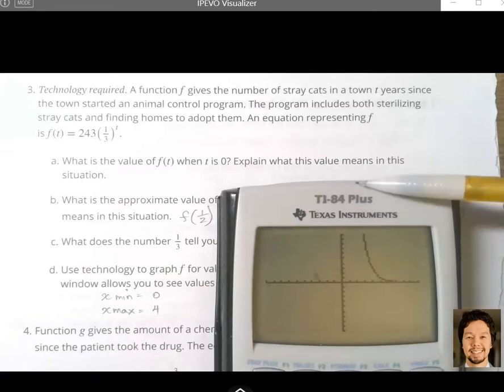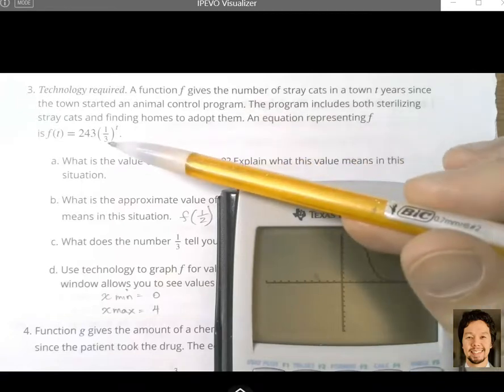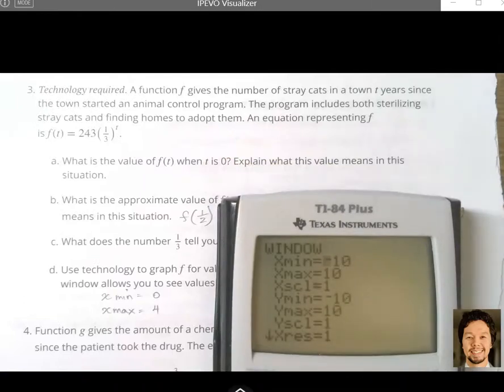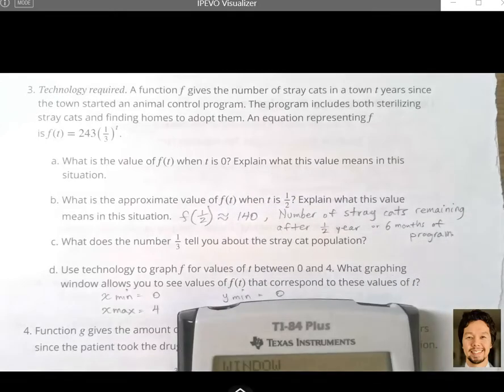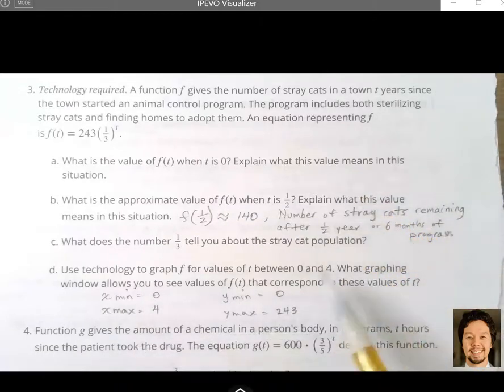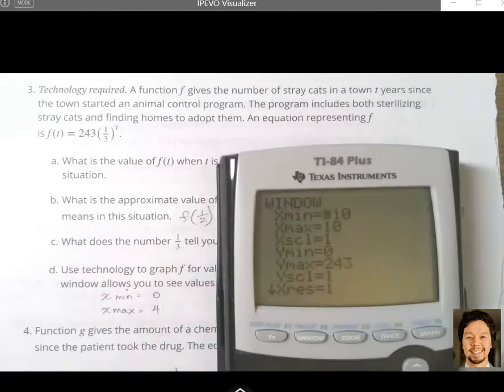I want to see the initial value of cats. I know that's going to be 243, so I'm going to go to my window and I'm going to adjust my y max to 243. I'm never going to have negative cats, so I'm going to go back to 0 for there. And for the x-min, x-max, they give us what they want. It's right here. Use graphing technology for the values of t between 0 and 4. So my x-min is 0, my x-max is 4.